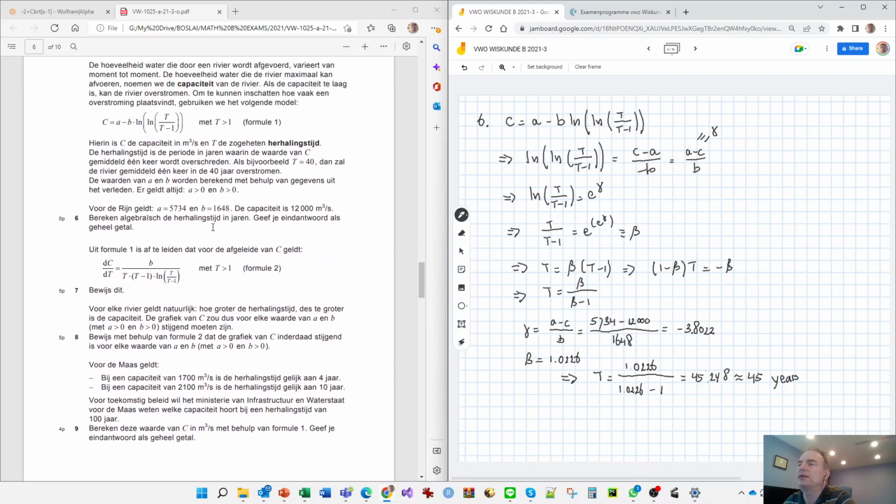That's something otherwise we see a lot in the other exams. You have some equation, but you can derive something from that. In this case, they say that the derivative of C with respect to T is given here, and they ask to prove that.